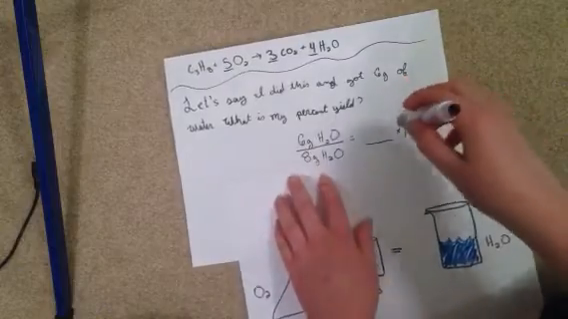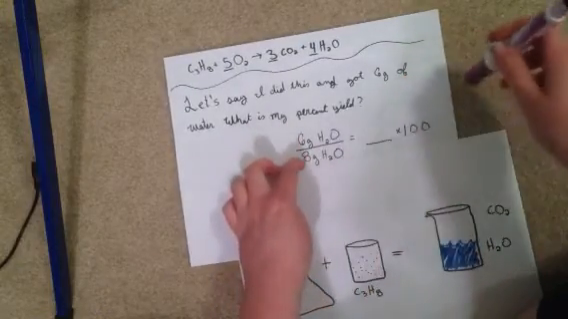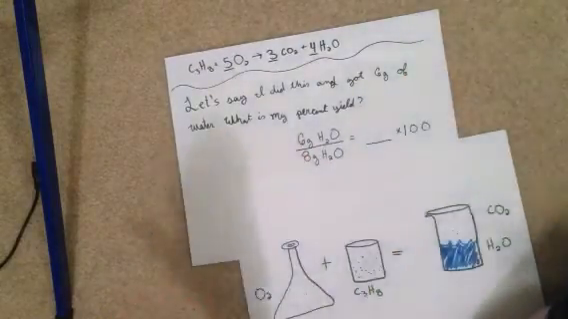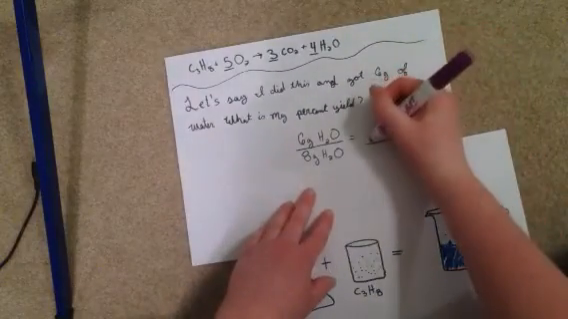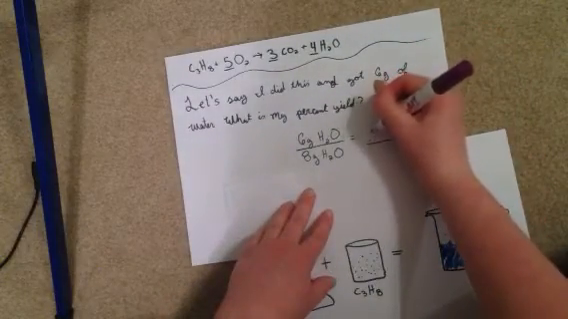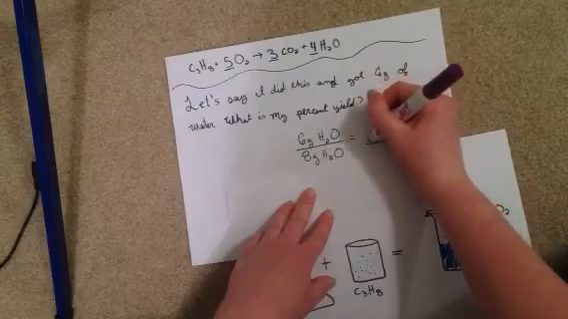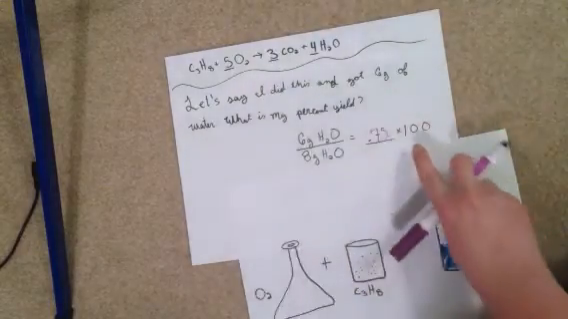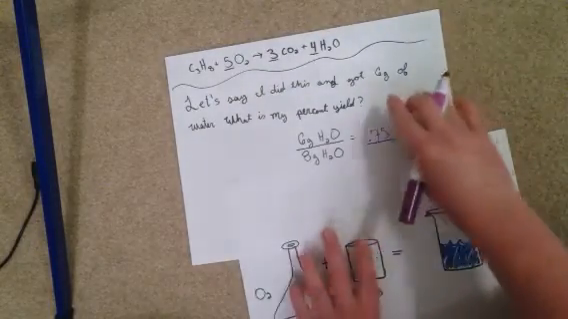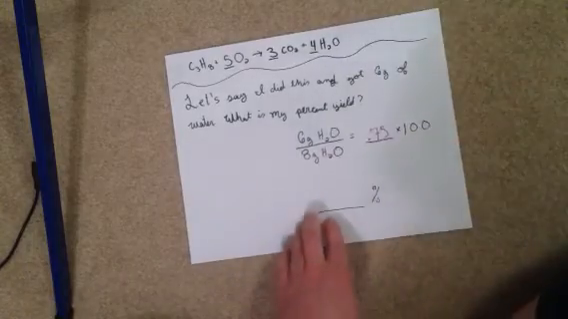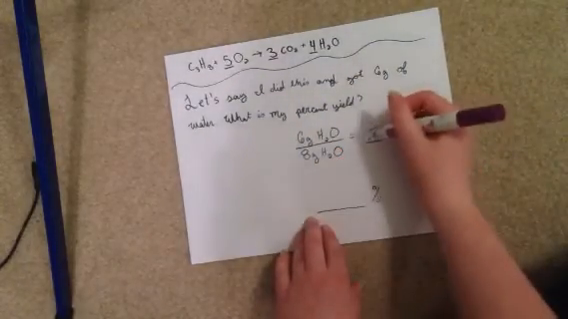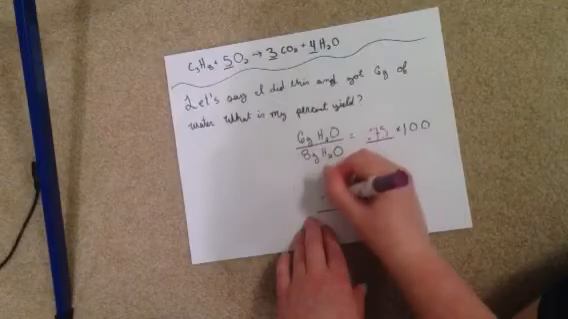So you put that over your theoretical yield, so actual yield over theoretical yield. So I can do that one in my head. That one will come out to be 0.75. And then to get that into a percent, you're going to do that times 100. So 0.75 times 100, you're going to get 75%.